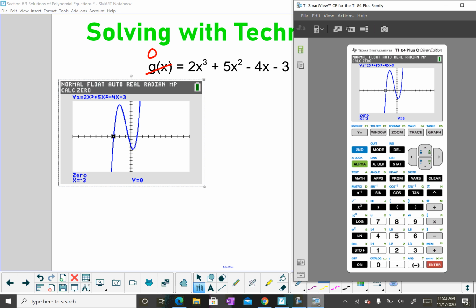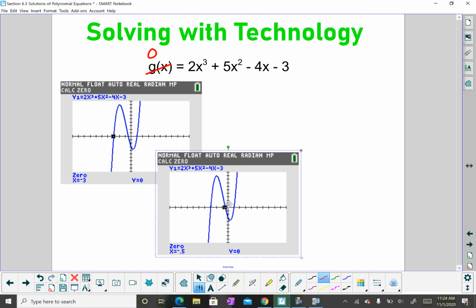We're just going to repeat the process 2 more times. Second, trace, 0 is number 2. And then the next x-intercept looks like it's occurring about -0.5. If I go down a little bit. So I'm going to say my left bound is -1 and my right bound is 0. Just a number on either side of it, fairly close. Guess? And it is at -1/2. So that is my second solution.